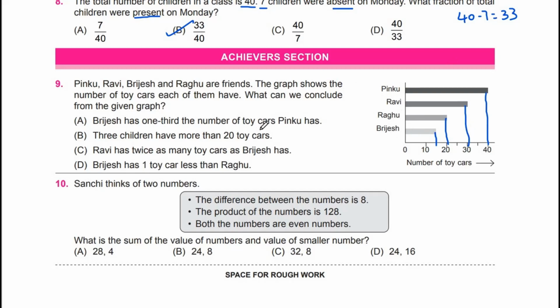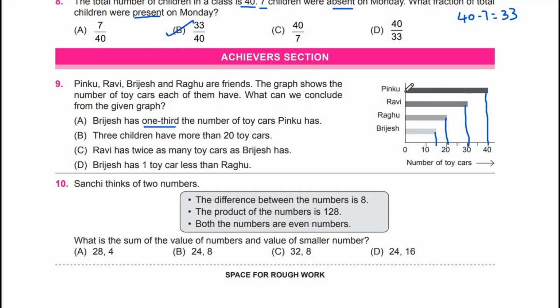Now there are a few options given to us. We have to find out which option is the correct one. So the first option given to us is Brijesh has 1/3 of the number of toy cars Pinku has. So here we have a fraction. They are telling he has only 1/3 of the total toys of Pinku. So how many toys does Pinku have? Pinku has 40 toys. How many does Brijesh have? Brijesh has 15. So we have to compare Brijesh and Pinku.